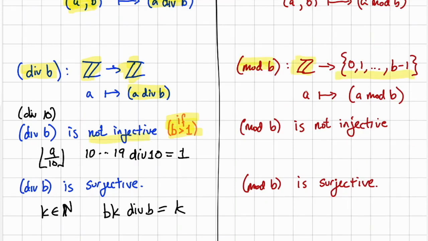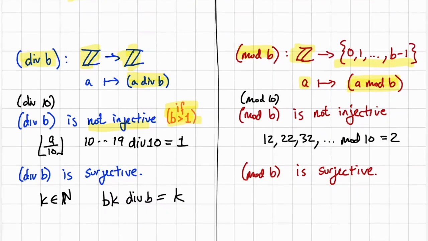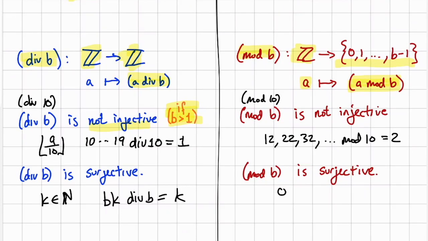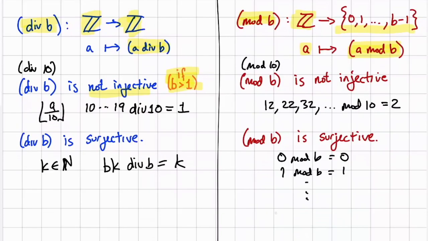The mod b function takes in a, it gives us a mod b, and those remainders we said can only be numbers between 0 and b minus 1. And we'll notice that mod b is not injective. If we take mod 10, numbers like 12, 22, 32, etc., mod 10 are all equal to 2. And at the same time, mod b is surjective because 0 mod b is equal to 0, 1 mod b is equal to 1, all the way to b minus 1 mod b is equal to b minus 1. So everything is hit, and so mod b is a surjective function.